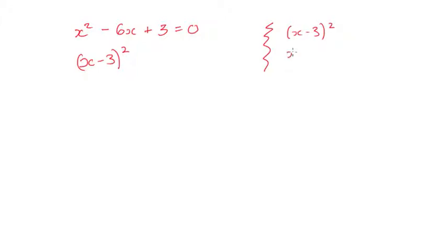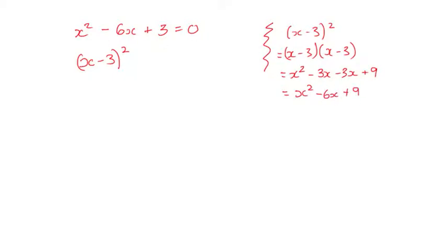It's x minus 3 times x minus 3, which is x squared minus 3x minus 3x. Now negative 3 times negative 3 is positive 9. So this x minus 3 all squared is actually x squared minus 6x plus 9.